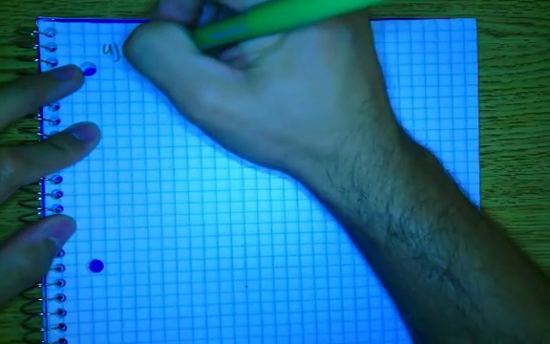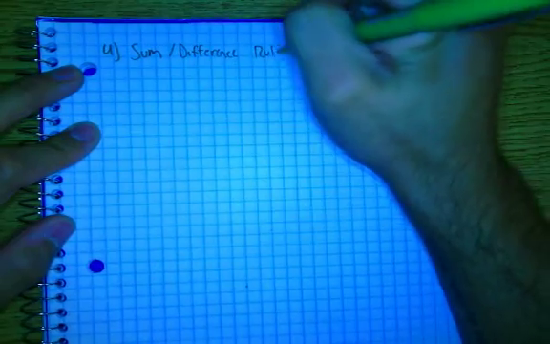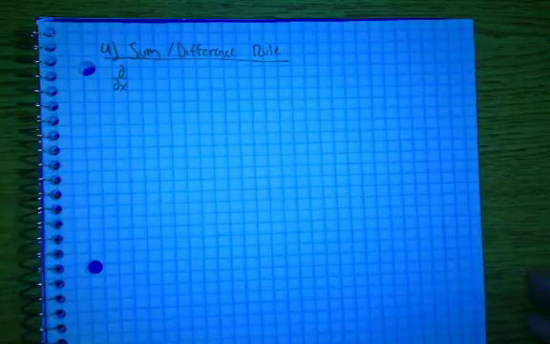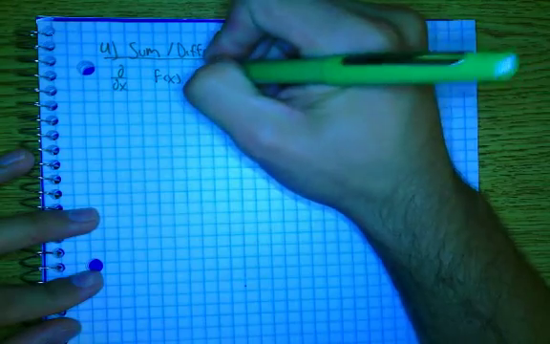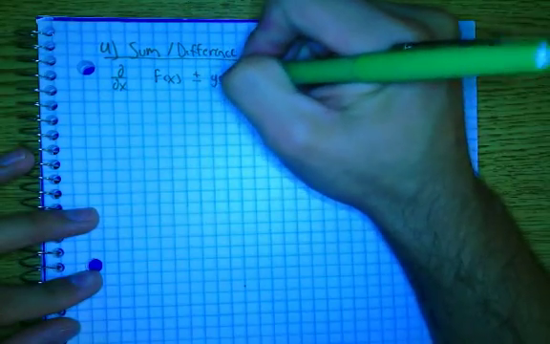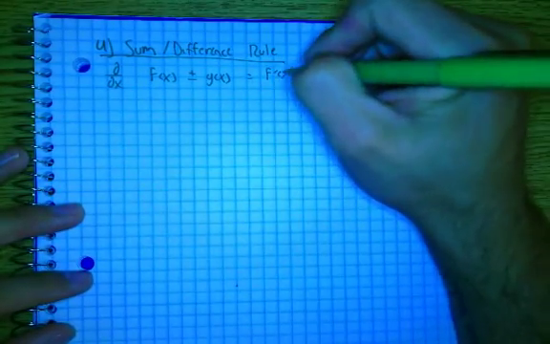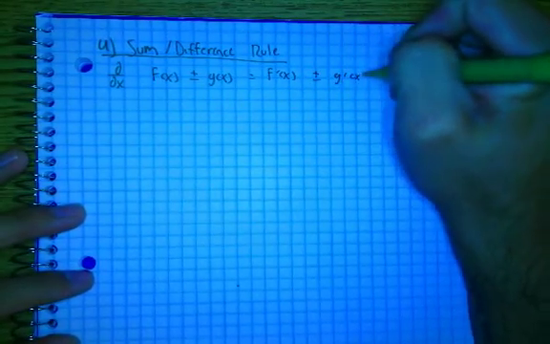Rule number 4. It's called the sum and difference rule. So the sum and difference rule, and here's how it works. Let's pretend you have f of x, and then you have either plus or minus g of x. Okay? So to find the derivative of that, you find the derivative of the first one, and then guess what? You add or subtract the derivative of the second one. Okay? That's really it to it.